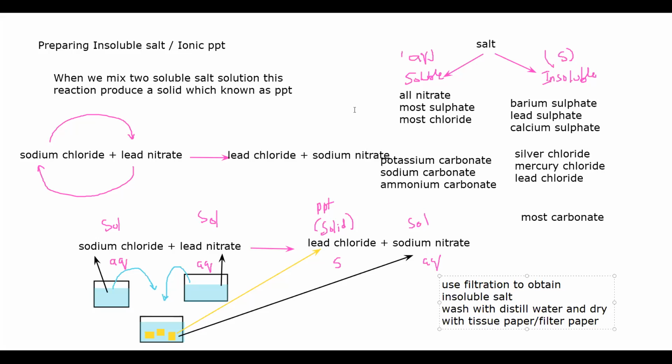Why is crystallization not suitable here? Because we want to obtain the insoluble salt. Insoluble salt means a salt which does not dissolve. So lead chloride does not dissolve. If you use crystallization, you will obtain sodium nitrate from the solution, because sodium nitrate is a dissolved salt and lead chloride is an insoluble salt. So you will not get lead chloride, you will get sodium nitrate.